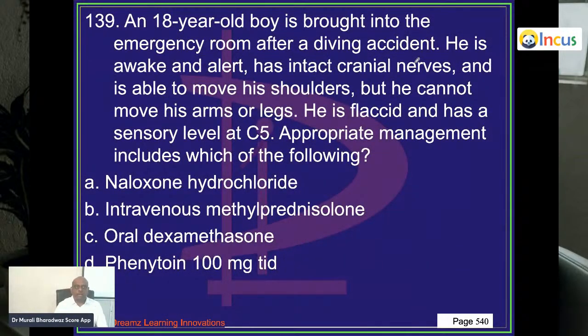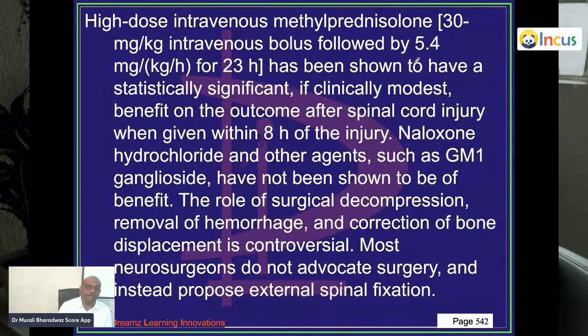18-year-old came to emergency. He has intact cranial nerves. He is able to move his shoulders, but he cannot move his arms or legs. He is flaccid and has a sensory level at C5. So always in spinal trauma, if you want to decrease the chance of further worsening of the spinal injury, you will give intravenous methylprednisolone on the arrival of the patient.